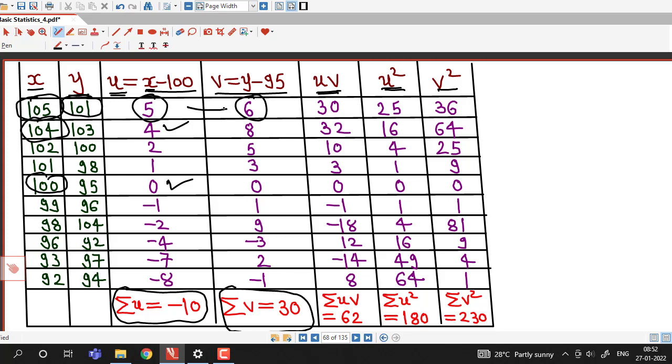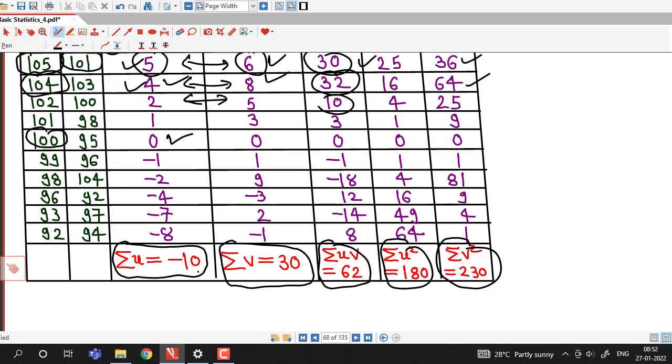Next column is multiplication of these deviations u and v. For example, 2 into 5 is 10. So you can easily calculate all this, and we obtain sigma uv equal to 62. This column is square of all these values, 5 square 25, 4 square 16. So in this way we obtain square of u values, after that square of v values, and we obtain sigma u square, sigma v square.